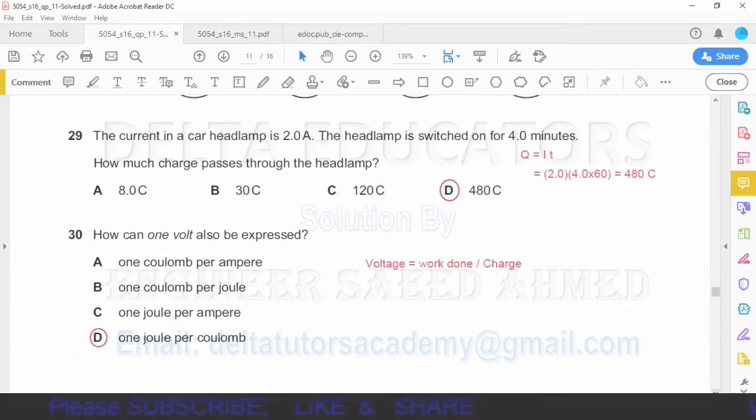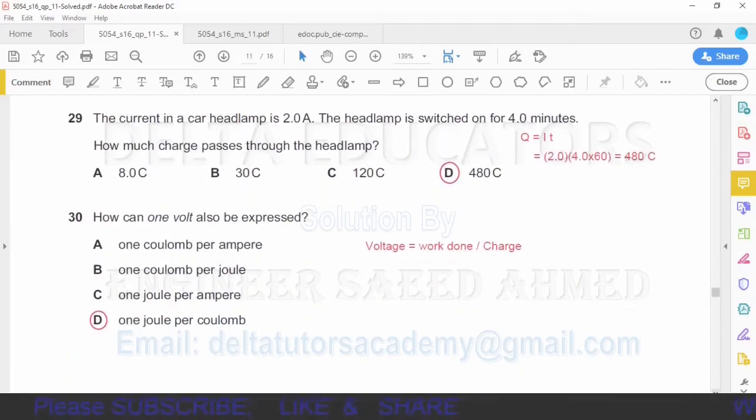Question number 29. The current in a car headlamp is 2 ampere. The headlamp is switched on for 4 minutes. How much charge passes through the headlamp?